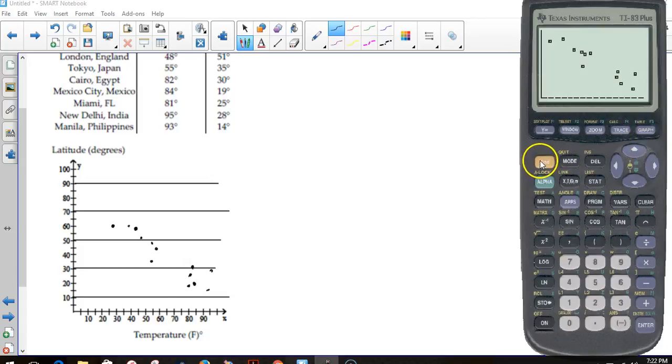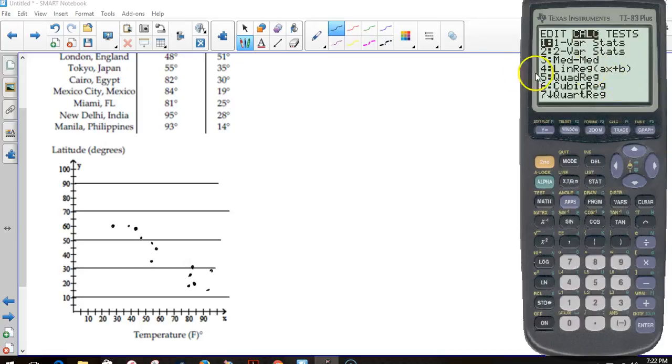So now we're going to talk about a line of best fit. You could do this by hand, but you're going to want to use the calculator. I'm going to hit Second Mode, clear out the main screen, hit Stat one more time, go over to Calc and down to number 4 for me, which is LinReg. Hit Enter twice. And there we go.